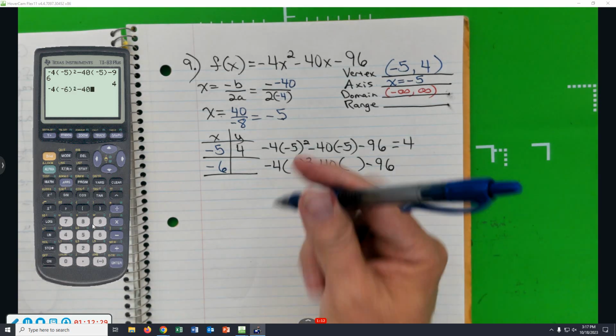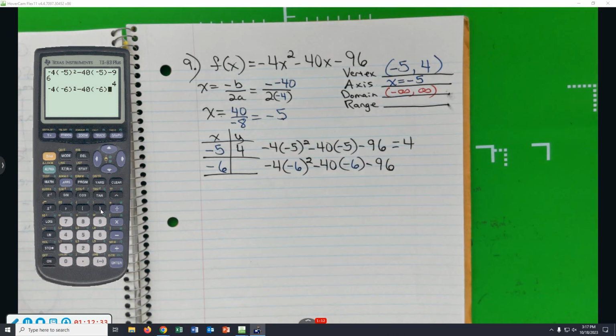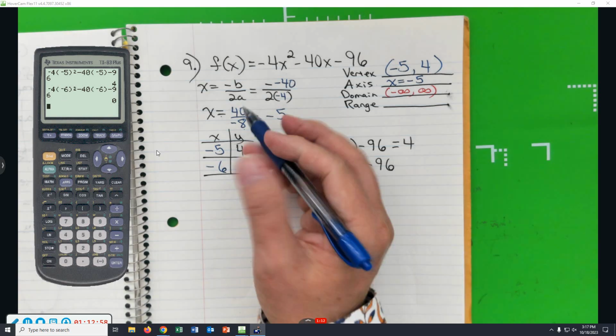Plugging in a negative 6. There and there. That's a 36 times a negative 4. That's a negative 144. Plus a 240 minus 96. Are y'all getting 0? I'm getting 0. Yeah, I'm getting 0 too. 144 plus 96. That's 240 minus 240. I'm getting 0.